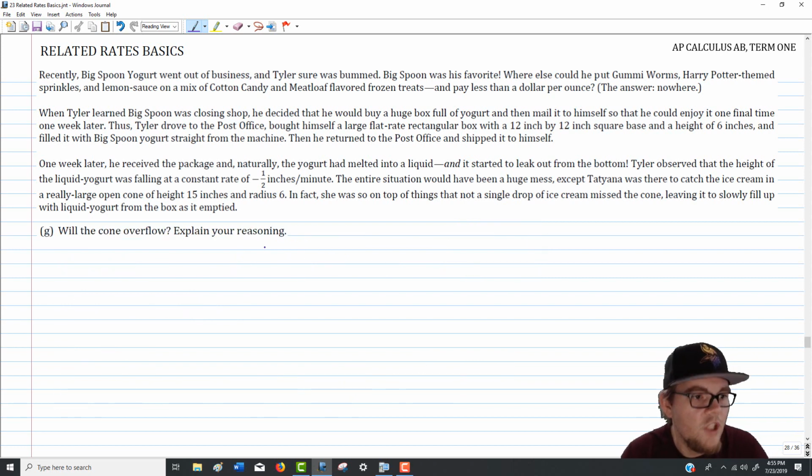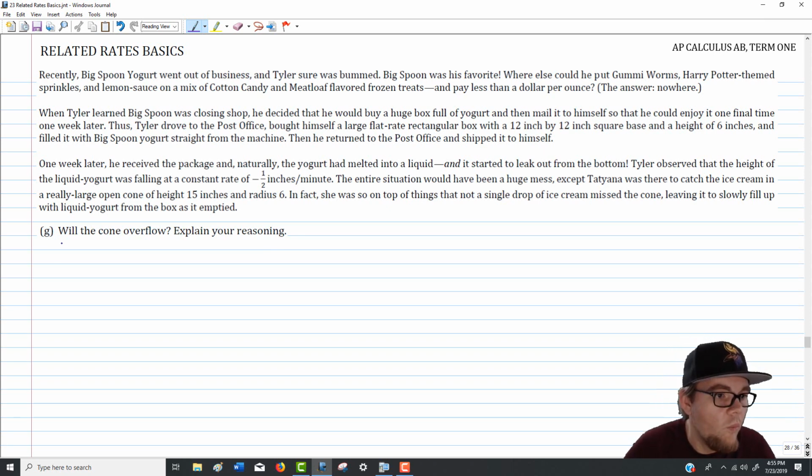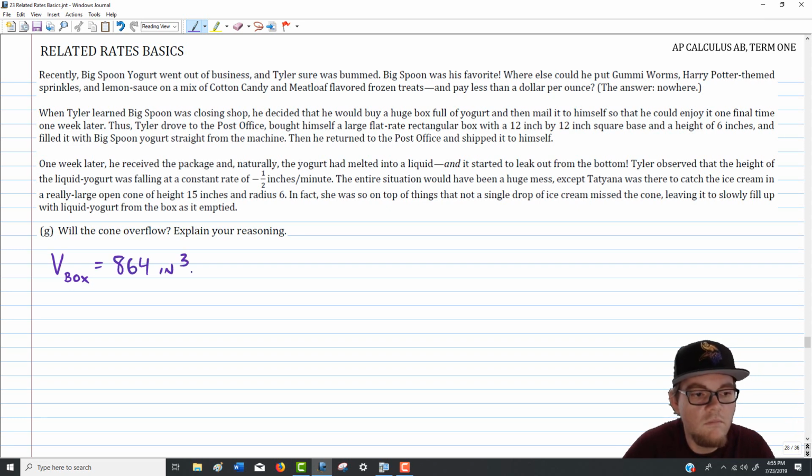Finally, that brings us to G. Will the cone overflow? I feel pretty confident the answer is yes, but all we have to do is compare the volumes of the two items. We know that the volume of Tyler's box is equal to 864 cubic inches. The question we have is, what is the volume of the cone? Because if we know the volume of the cone is less than the volume of the box, then obviously there's too much yogurt for the cone to stay unfilled, so we'd have to go from there. So what we want to do is just calculate the volume of the cone.